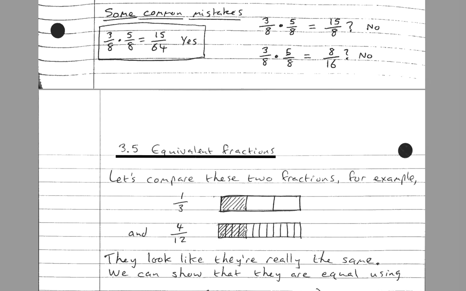All right, and I tried to draw this accurately. So yeah, you can see that really this is the same amount of shading. This looks slightly bigger, but they're supposed to be the same. So I'm saying if you get 1/3 of a chocolate bar, that's the same as 4/12 of a chocolate bar. Same amount of chocolate. Okay, so can we really check that they're the same?